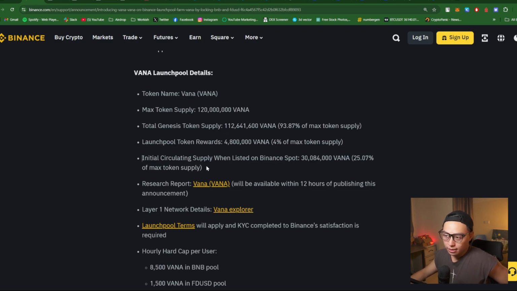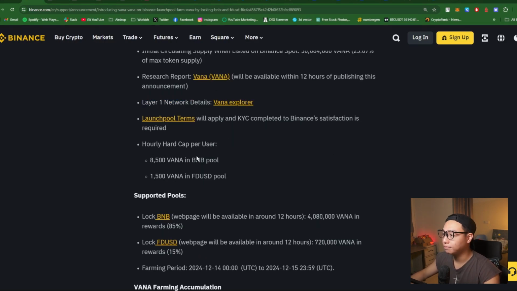The initial circulating supply when listed on Binance Spot. Now this is interesting, because VANA is probably the project that has the most circulating supply throughout all of the recent Binance Launchpool projects. Other Binance Launchpool projects have like 10, 11, 12% in initial circulating supply. VANA has up to 25%, 25.07% to be specific. That's a lot. Yeah, it is a layer 1 network.